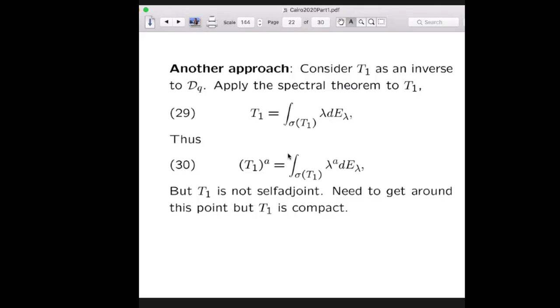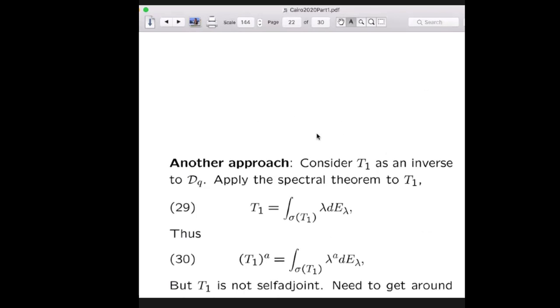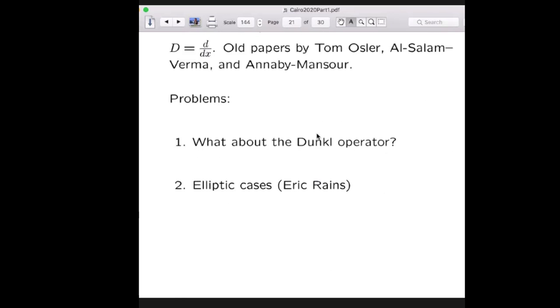Again, this is still in various stages. We're just doing some scratches on this. We don't have any concrete results. So this is something that we don't understand, and we don't know if it will work. But I really would like to see the Dunkl operator looked at.